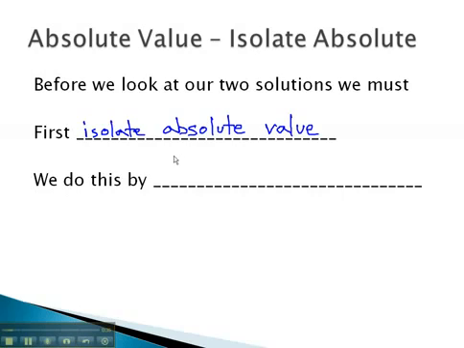We do this isolation by solving the equation for the absolute value like a formula. Let's look at some examples where we see this work out.